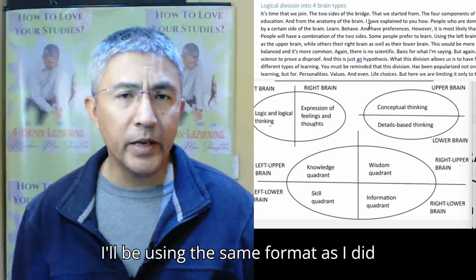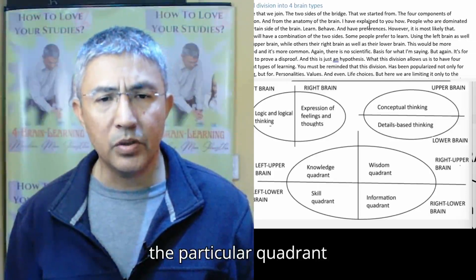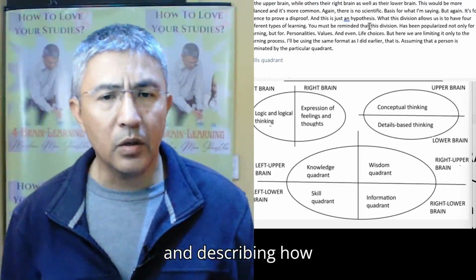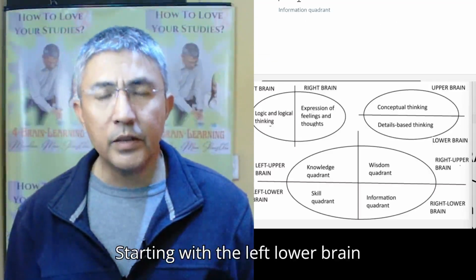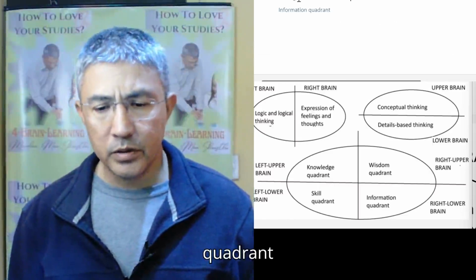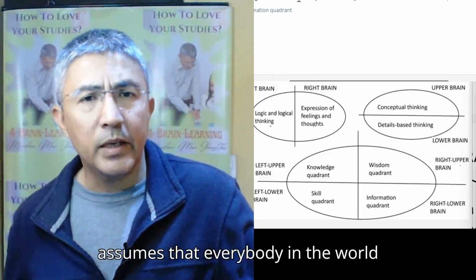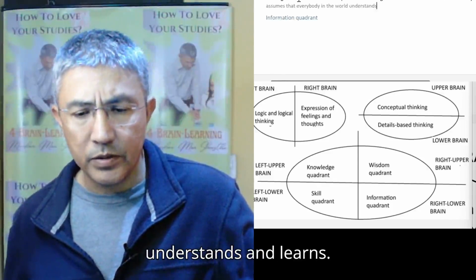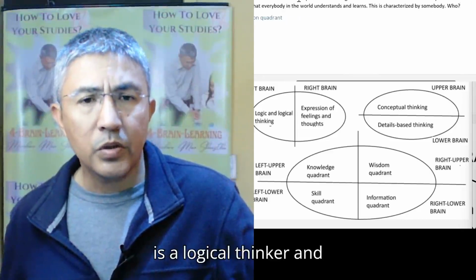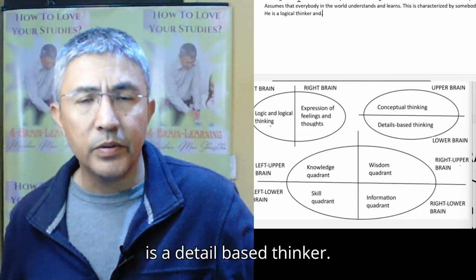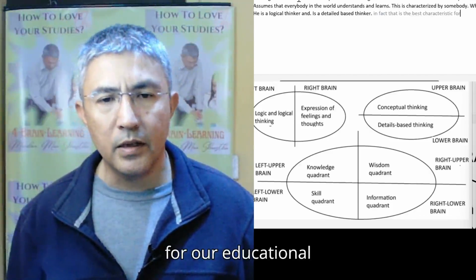I'll be using the same format as I did earlier, that is, assuming that a person is dominated by a particular quadrant and describing how they learn and behave, as I've just told you earlier. Starting with the left lower brain quadrant, we will get to understand how the educational system assumes that everybody in the world understands and learns. This is characterized by somebody who is a logical thinker and is a detail based thinker. In fact, that is the best characteristic for our educational system.